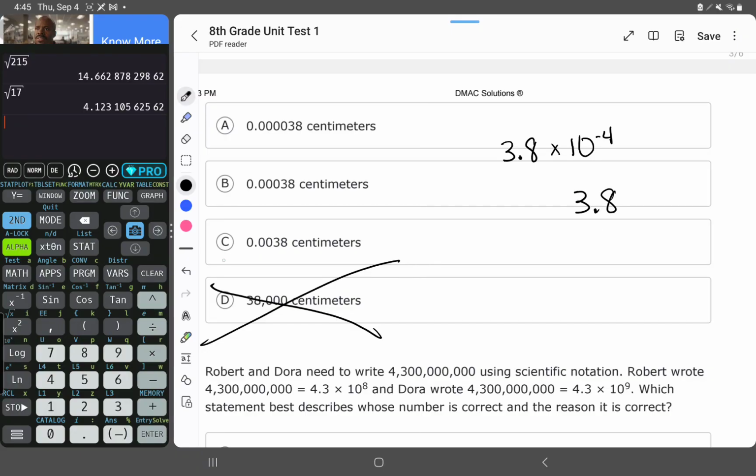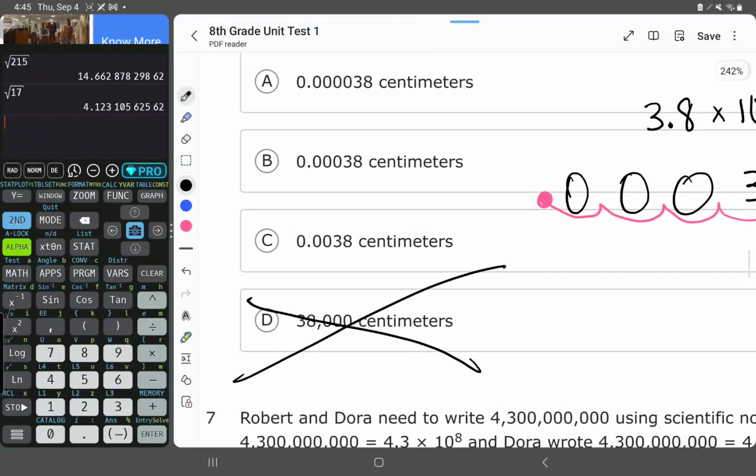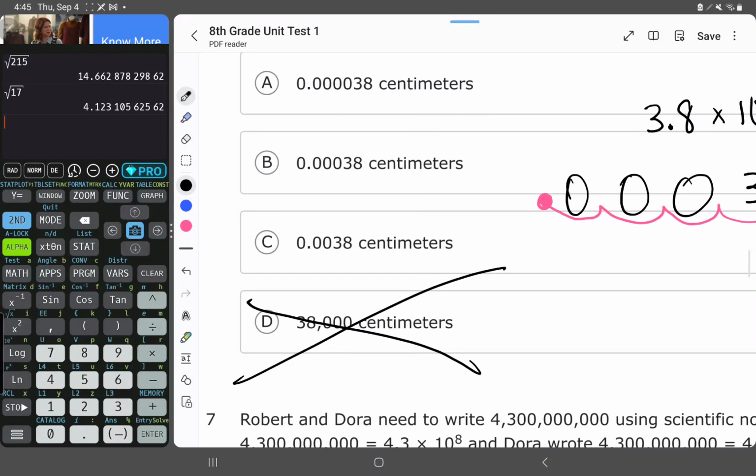Then I'm going to move my decimal over 4 times. 1, 2, 3, 4. My decimal moves to right there, and then we have 0, 0, 0. So we should have 3 total zeros in our answer. Well, the only one with 3 total zeros is this one right here.